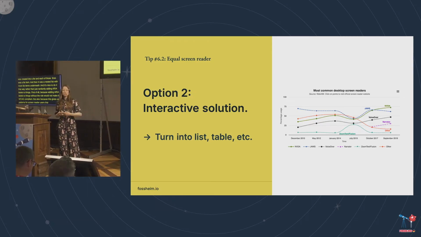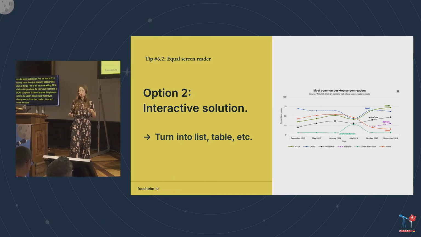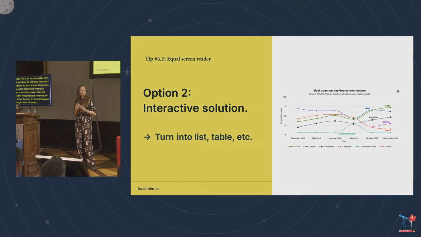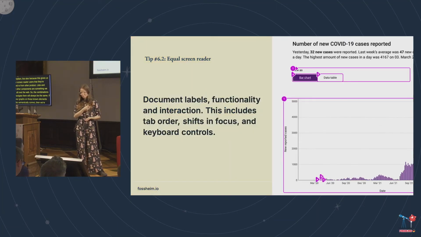Lists and tables and other components are something we encounter all over the web. So the combinations you use to navigate them will always be the same. So if we base our graphs on those known elements that are also semantically correct, then we're giving people a way of navigating that they're really used to, and that will make it much easier.